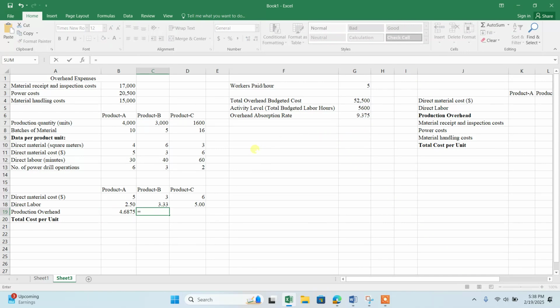Now, how much time is required to produce product B? 40 minutes are required. But this is not the cost per minute, this is the cost per hour. That's why I'm converting this 40 minutes into hours, and now I can multiply. Similarly, 60 minutes required means an entire hour is required. So the price, this is also per hour, so the cost will be 9.375. You can see that the cost is 9.375.